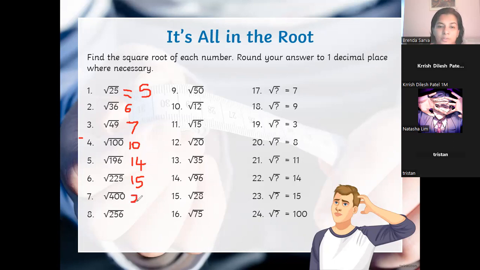400. No, Tristan, check it again. It should be 20. Okay. 256. 16, good. Now you're going to get weird numbers. Where did you get 10 from, Kristen? Which one are you answering? Are you answering number 4?